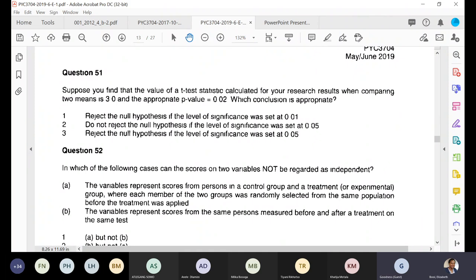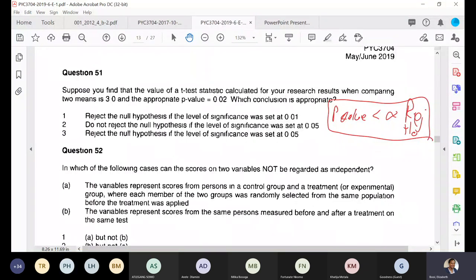Suppose you find that the value of a t-test calculated for your research results when comparing two means is 3.0 and the appropriate p-value is 0.02. Which conclusion is appropriate? Because they gave you different levels of significance, let's do it this way. Take the first one. The rule is: if the p-value is less than alpha, you reject the null hypothesis. So take each one of them. The p-value is 0.02. What is my alpha there? It is 0.01. Put the sign here: this is bigger than that, so it is greater than.